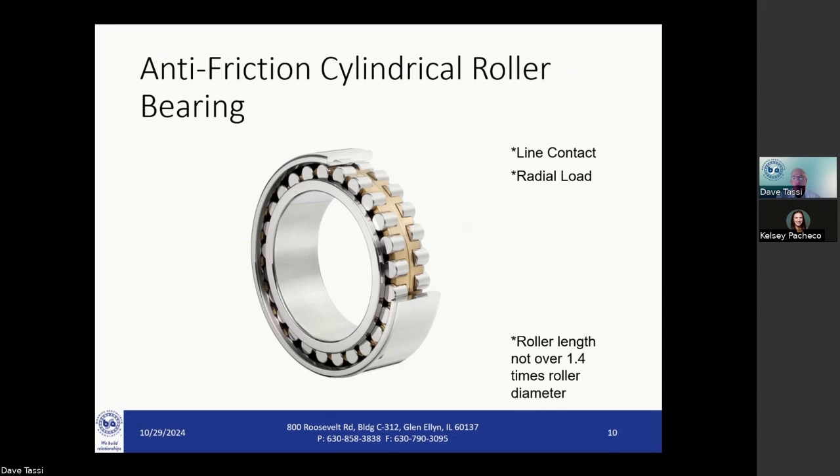Anti-friction cylindrical roller bearings, again, produce line contact and are primarily for radial loads, but you have a roller length not exceeding 1.4 times the roller diameter.